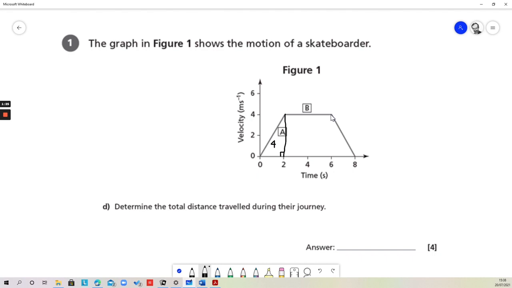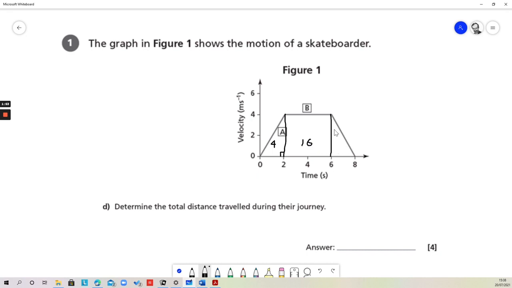We'll now look at the next part, and this is a rectangle. If we draw that line, you can see this part is a rectangle here, and we need to know the height of that. The height of that is 4, and the length of that is 4 as well. It's 6 minus 2, so that's 4. So that's 4 by 4, which is 16. So the area of that is 16.